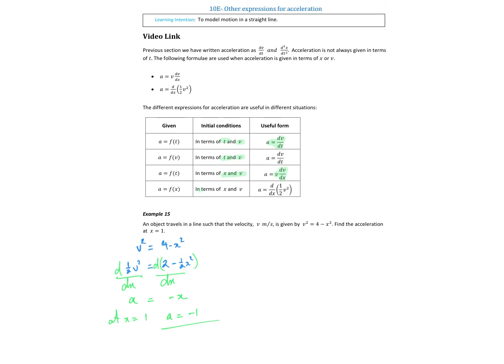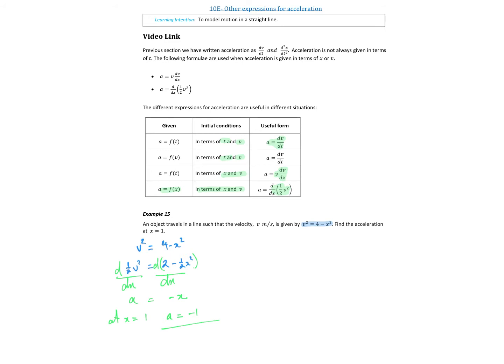And similarly, if we have v in terms of x, a function in terms of x, we might use d/dx of a half v squared. All right, so it's just a case of a little bit of practice in terms of identifying what form we want to use. So if we have a quick look at this first one here, v squared equals 4 minus x squared, find the acceleration.